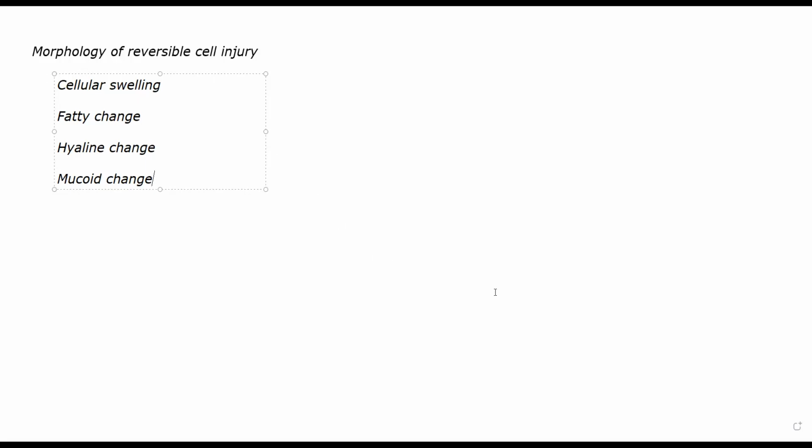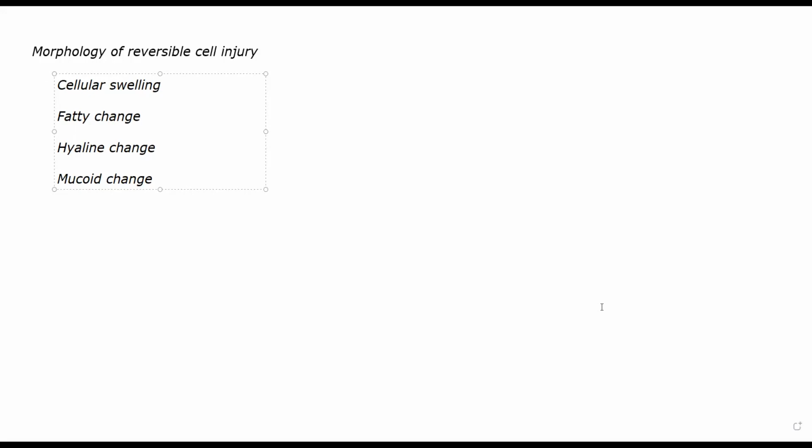That is called hydropic change. Then there is fatty change, where the cell is getting deposited with fats. There is hyaline change, where glass-like opacities are coming and getting deposited in and around the cell. Same for mucoid change. Mucin will start getting accumulated in and around the cell. So these are the four main morphological features of reversible cell injury.